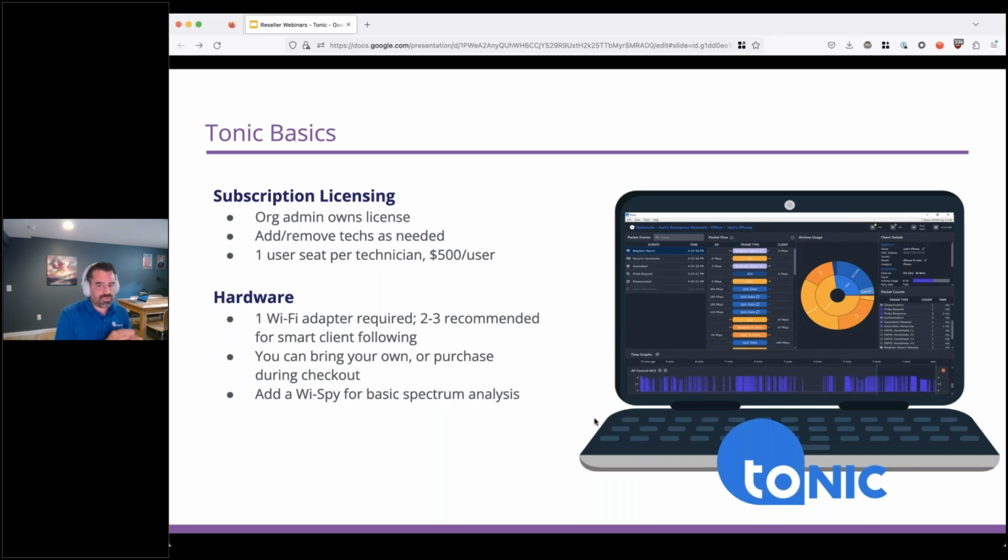But we think the benefit of this tool is that any time there is a Wi-Fi issue, you just investigate it. You walk up to it with a tablet and say, okay, let's figure out what's actually going on here. You click the MAC address and you start digging into it. So really one Wi-Fi adapter is required. I recommend 3. You can do 2. 1 is probably not going to get you any of that smart follow and roaming analysis. And then if you want to add the spectrum analysis, you can.